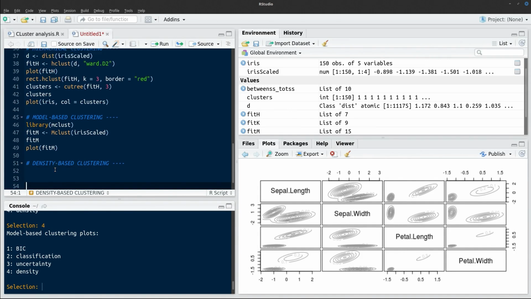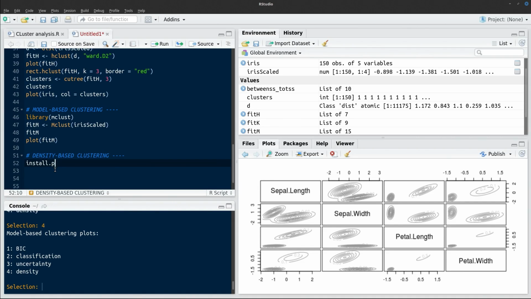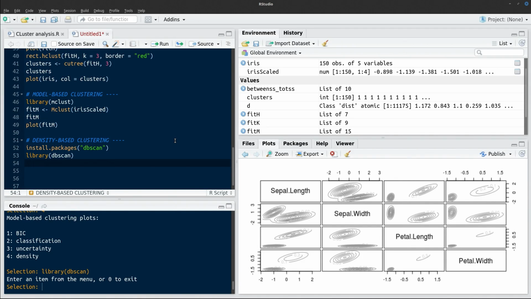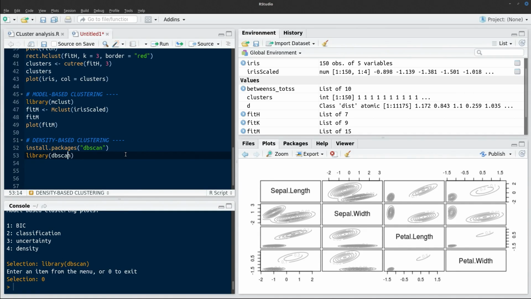So we're going to use the package dbscan, which you can install by running this command. I'm not going to run that because I've already installed it. But once that's installed, you just need to load it into your memory by calling library dbscan. Oops. Before doing that, you need to type 0 to escape this mclust selection. There we go. Library.